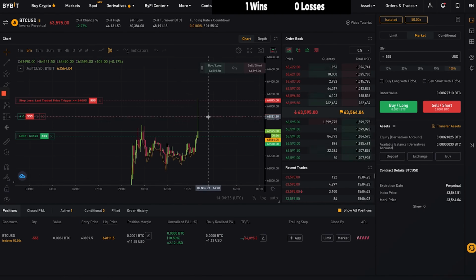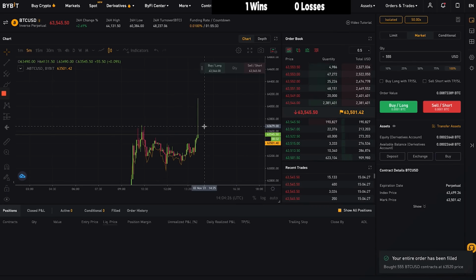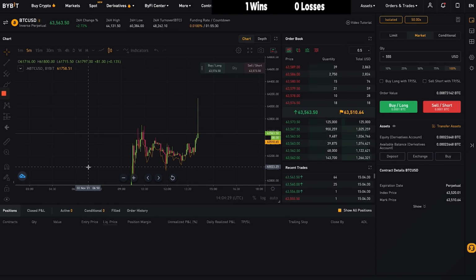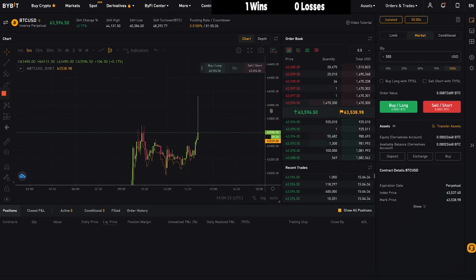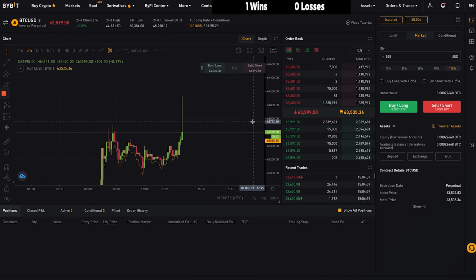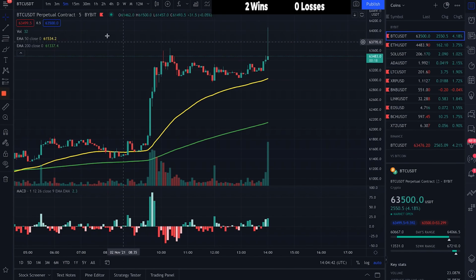And as you can see, we had a very big pump here. Okay, I'm already in profit here, guys. That was a very fast trade. It took only like 20 seconds to close this trade. So yeah, we now have 2 wins and 0 losses. And let's see if we can make another trade right off the bat.